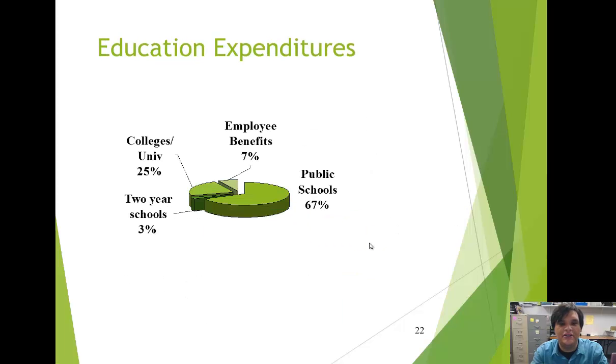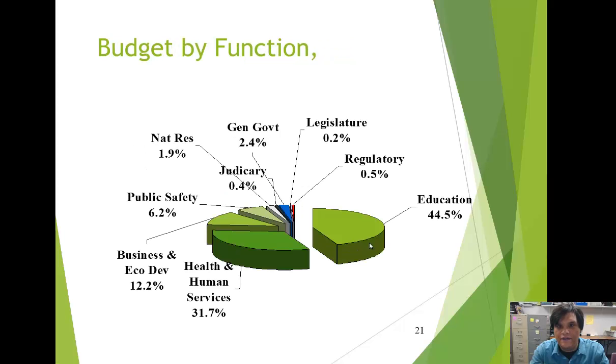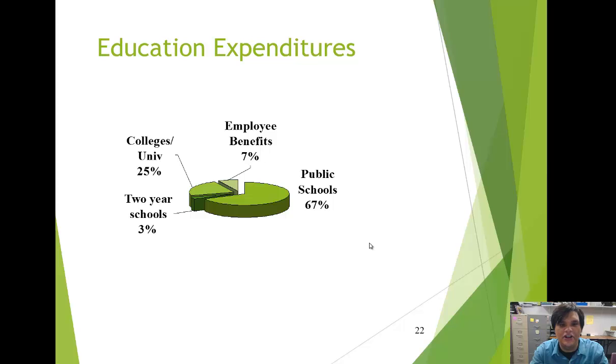Education expenditures, let's go ahead, you take this 44.5% and you break it down just a little bit more into one little pie chart. And you can see that we spend most of our education money on public schools. So that would be like your elementary, your middle schools, and your high schools. Those are considered public schools.